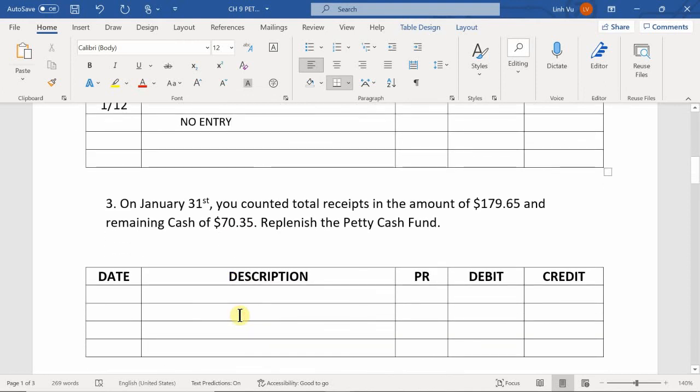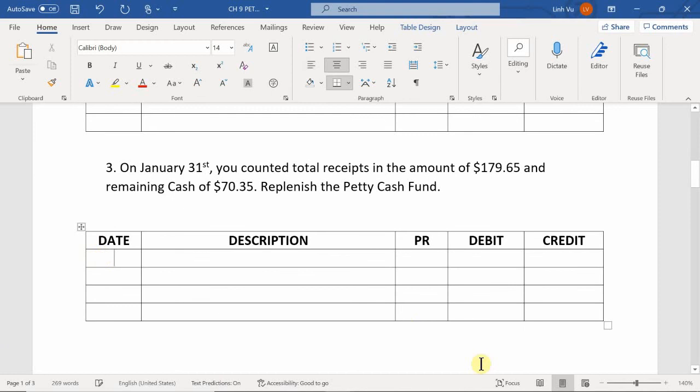So, exactly right here where it says on January 31st, you counted a total of receipts to the amount of $179.65 and a remaining cash of $70.35. Replenish the petty cash drawer fund. Since you can't itemize it, do you just put receipts? In this example, I didn't list out the actual items, but yes, that's correct. In this case, you would just put receipts, okay?